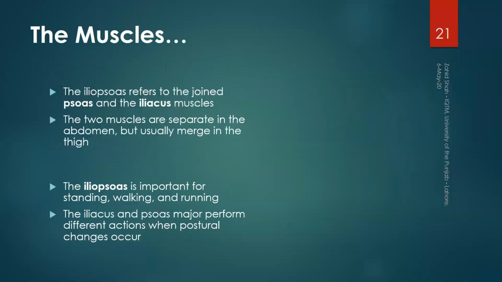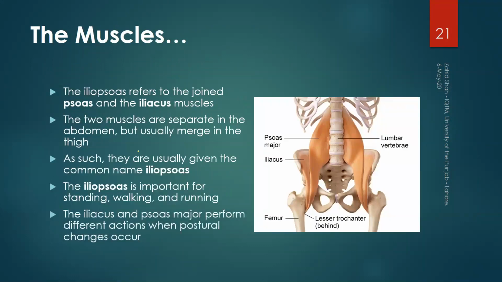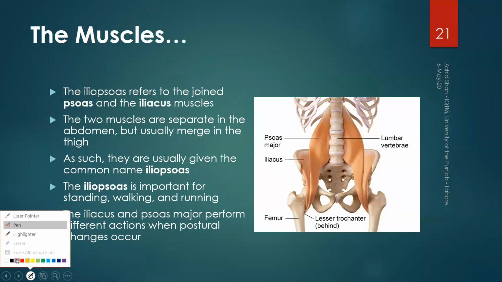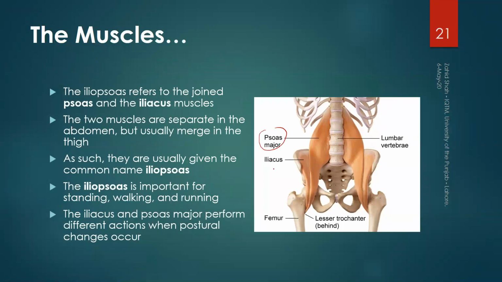Another important muscle is your iliopsoas, that is actually two muscles that merge at one point. One is the psoas major and the other is iliacus. Again, from the name you can see iliacus attaches to the ilium and psoas attaches to your lumbar vertebrae, as you can see, and they merge together toward the thighs. At this point, these are sometimes called iliopsoas muscles. The psoas and iliacus muscles are separate muscles actually, but they merge in the thigh, so they are usually given the common name iliopsoas.